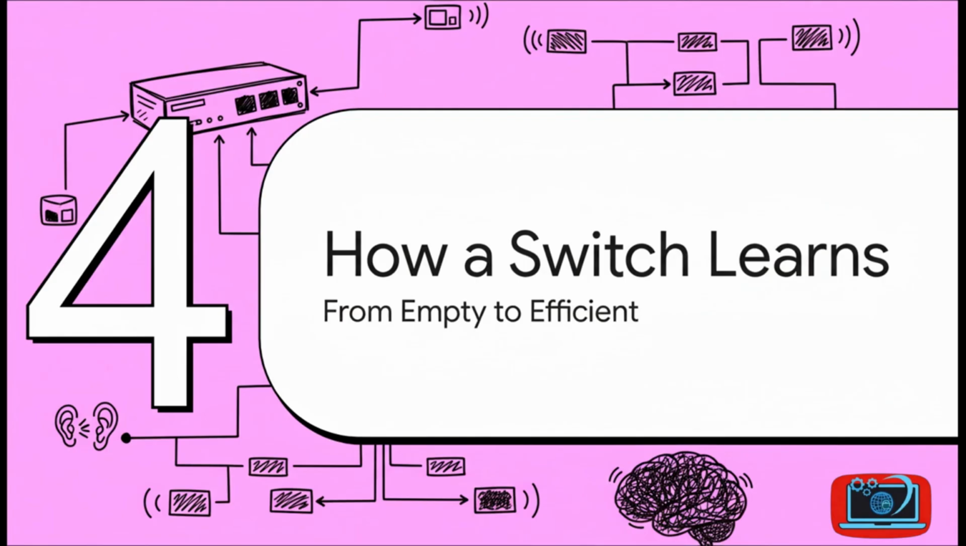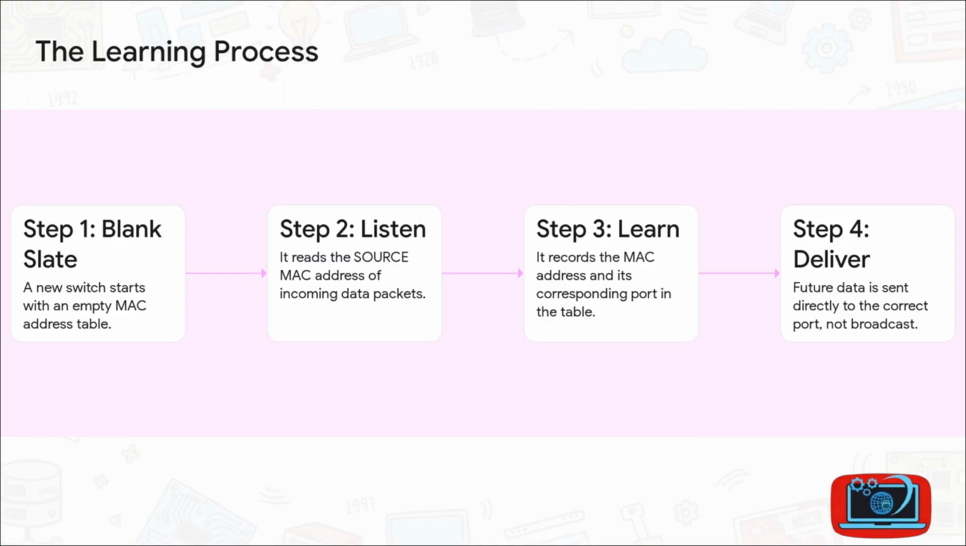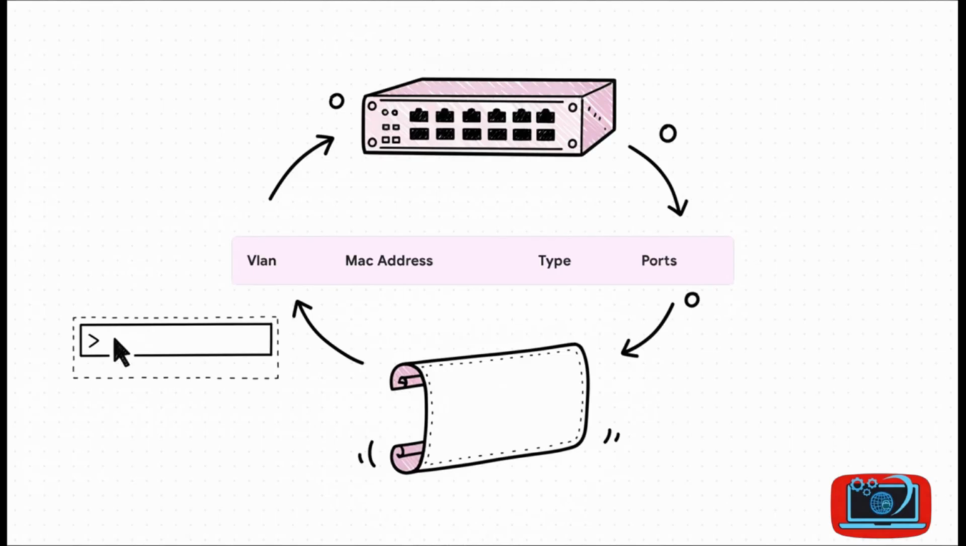Okay, this is the really cool part. A switch isn't born smart. It doesn't come out of the box knowing anything. It has to learn. So let's watch how it goes from a completely blank slate to a networking genius. The whole process is brilliant. So first, a switch powers on for the first time. Its table is totally empty. Then a computer sends out some data. The switch takes a peek at that data, specifically at the source MAC address, and has an aha moment. It says, okay, so that device lives on port 1. It jots that down in its table. And from that second forward, any data meant for that device gets sent only to port 1. The shouting is over.